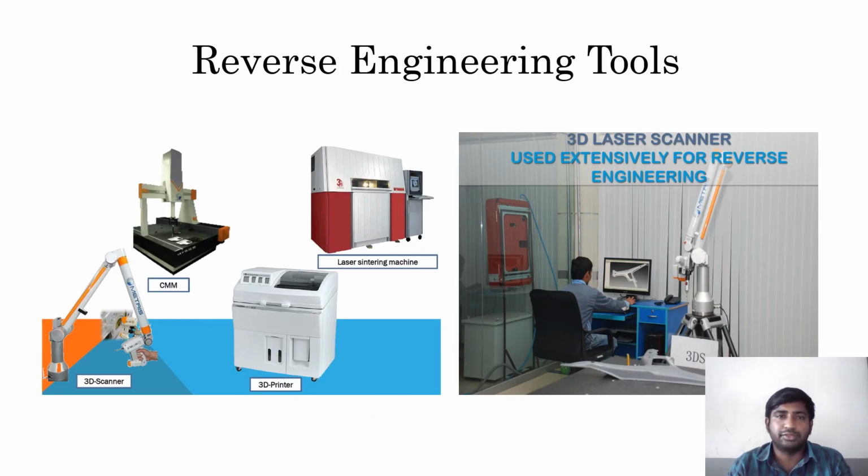Let's move on to reverse engineering tools. These are the reverse engineering tools. In order to scan the data, we use a CMM, meaning coordinate measuring machine, or a three-dimensional scanner. A 3D printer is used for creating prototypes, and laser sintering also creates prototypes. Here one engineer is scanning the old model. You can see it here. The 3D laser scanner is used extensively for reverse engineering. Okay, this is the 3D scanning machine.